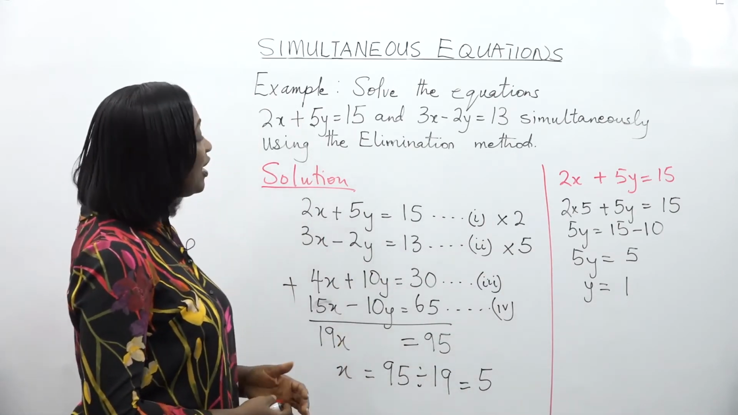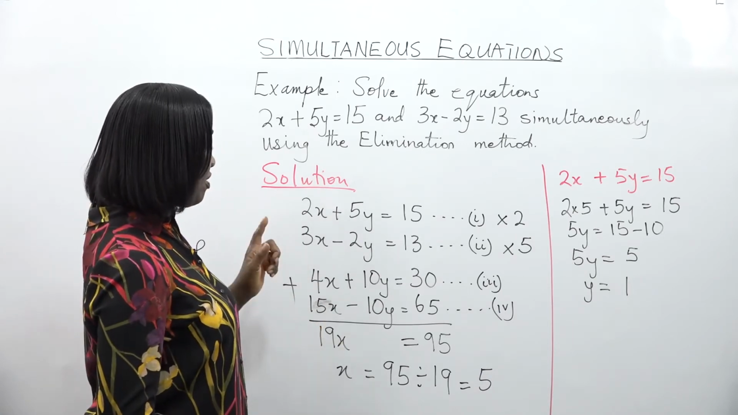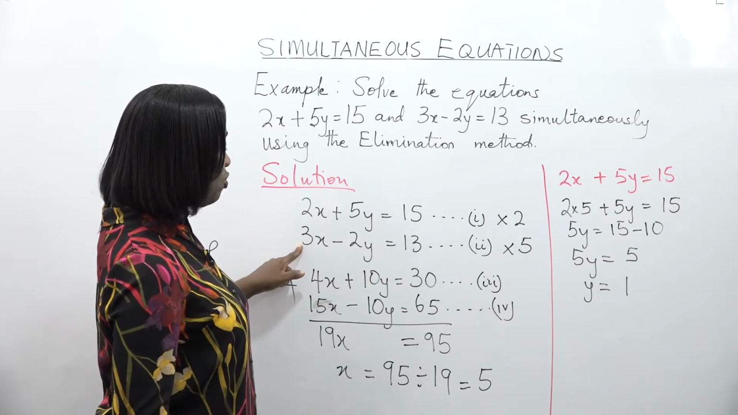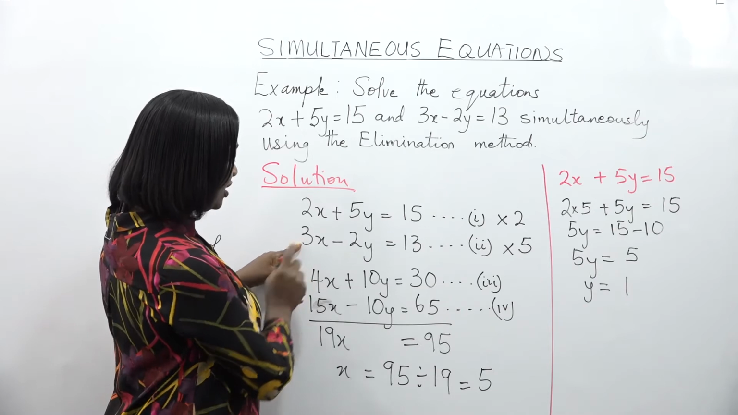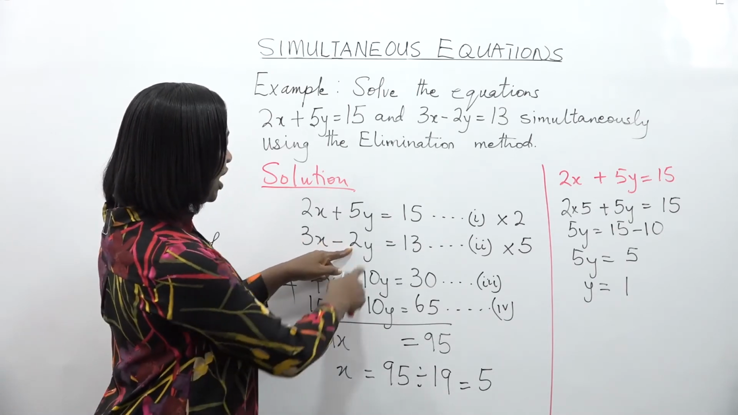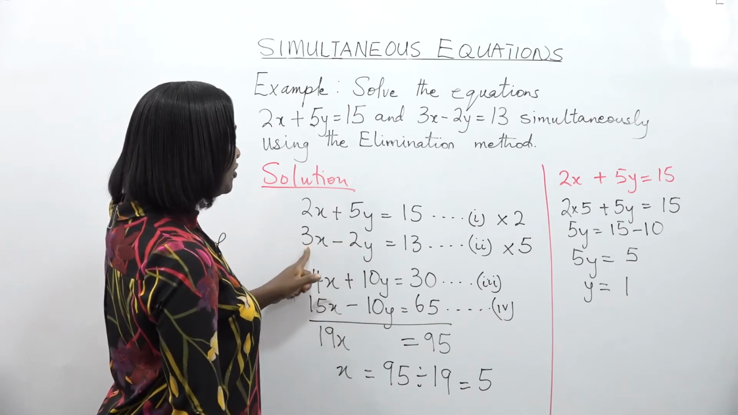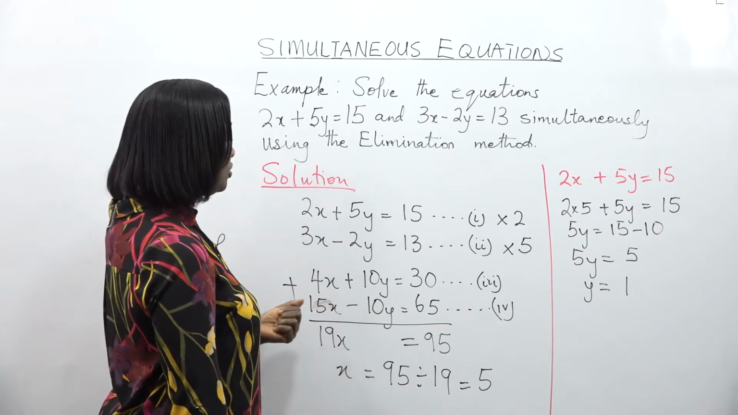Can we check to see if that will satisfy both equations? x 5, y 1. Let's check with equation 2. 3 times 5 is 15 minus 2 times 1, which is 2. 15 minus 2 will give us 13. So it satisfies equation 2.